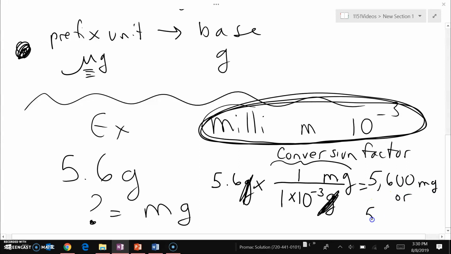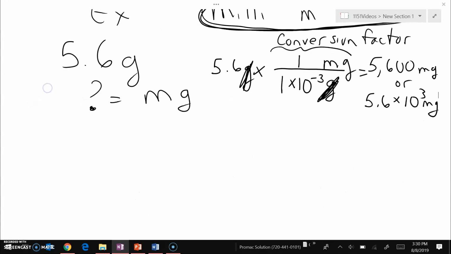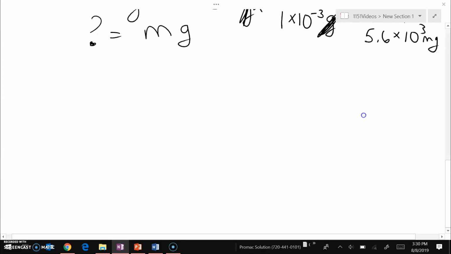or if you want to put it in scientific notation, 5.6 times 10 to the third milligrams, which makes sense since milli is a smaller quantity, there would be more of them in a smaller amount of grams, the 5.6 grams. Okay, let's do another example.